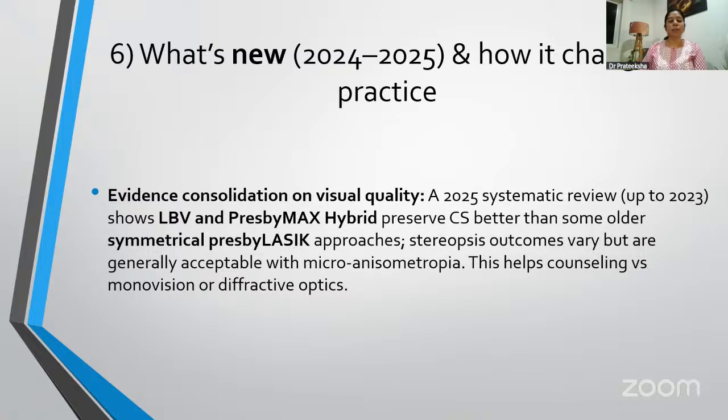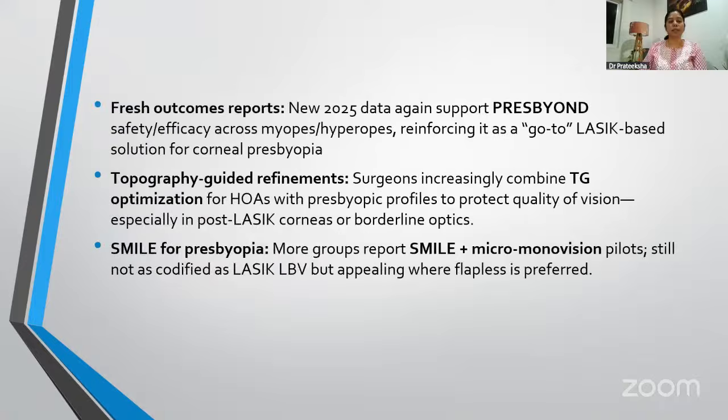Stereopsis outcomes vary but are generally acceptable with micro and isometropia. This helps counseling versus monovision or diffractive optics. Fresh outcome reports, new 2025 data again supports Presbeyond safety and efficacy across myopes and hyperopes, reinforcing it as the go-to LASIK-based solution for corneal presbyopia.